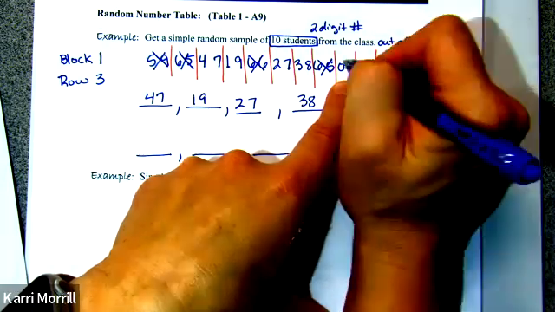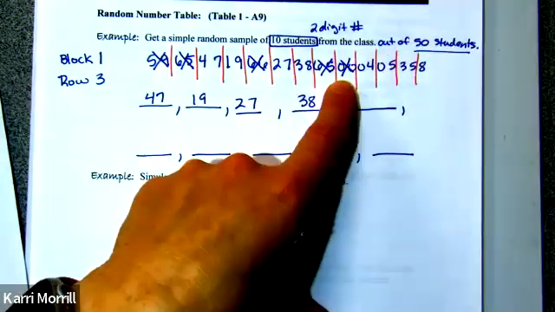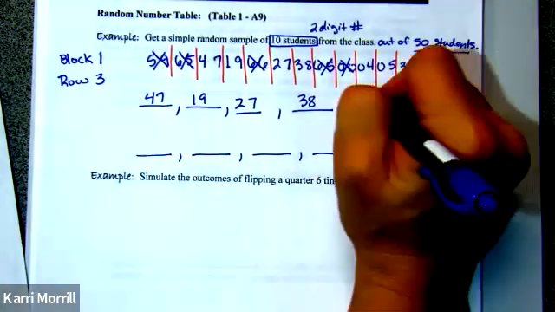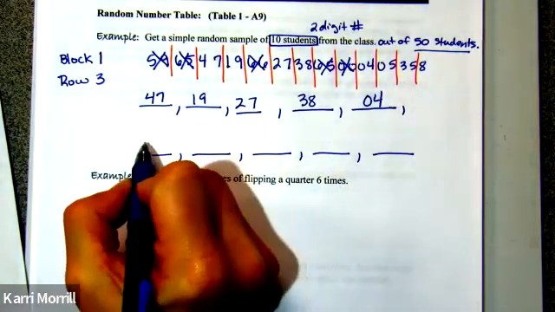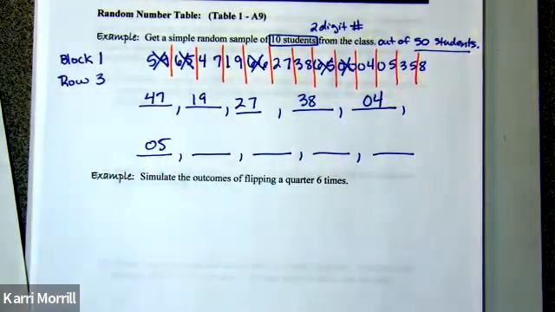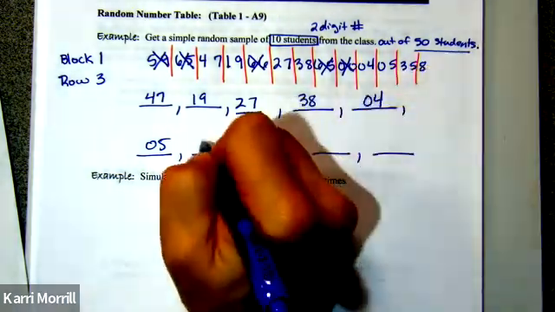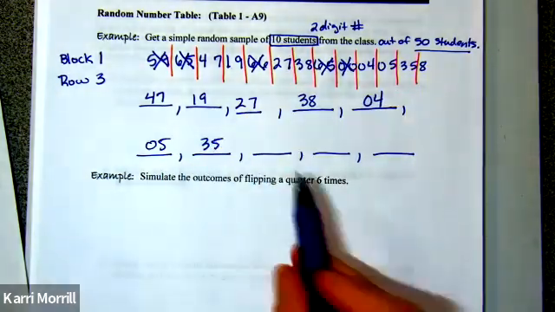We couldn't sample a 0 student, right? We're not going to say you're number 0. You always start with number 1. We could do the 4th student. Looks like I'm going to have to extend my list. The 5th student, really didn't have to put the zeros in front of there. I just did. I think I have it. The 35th student. And so I still need 3 more.